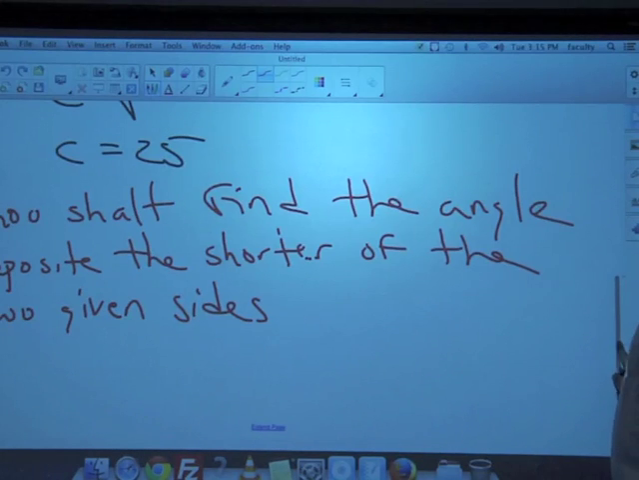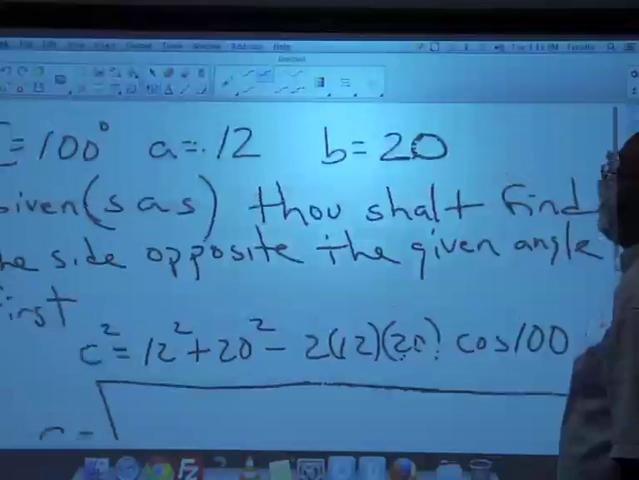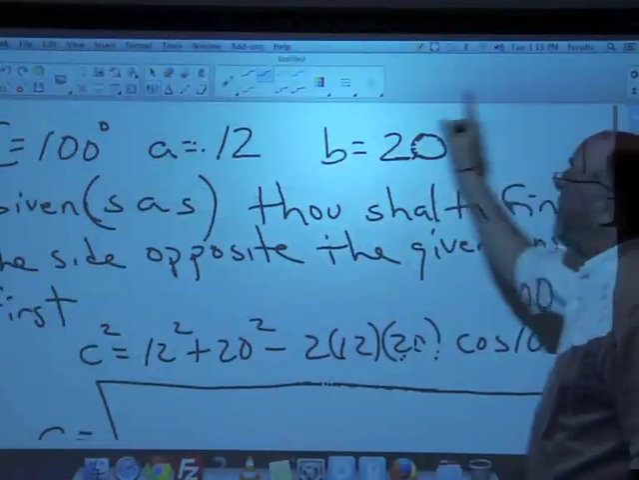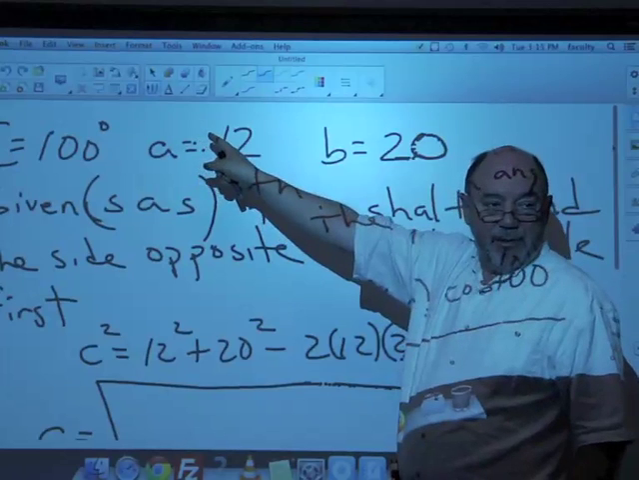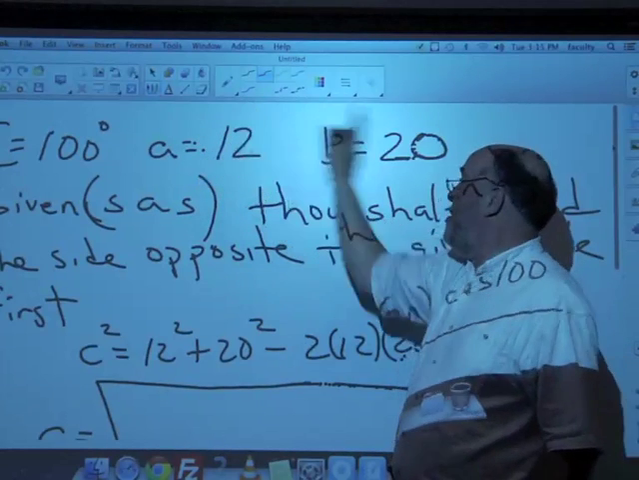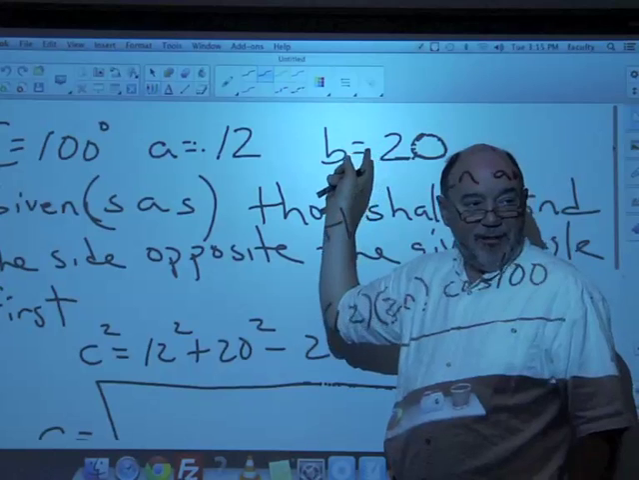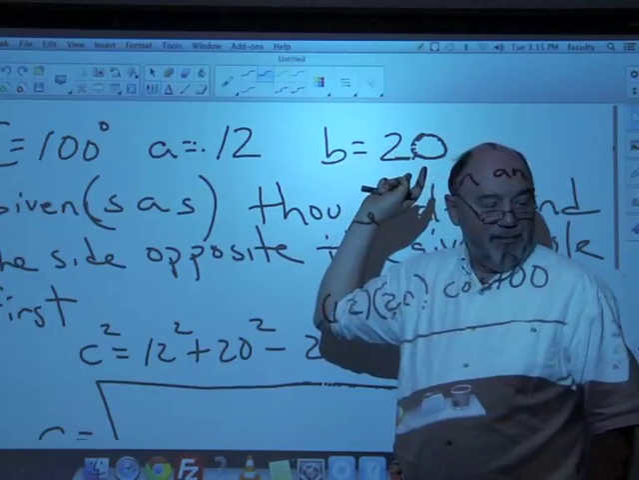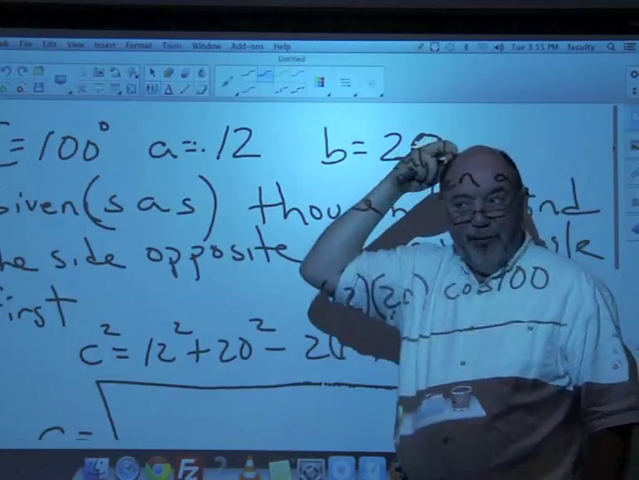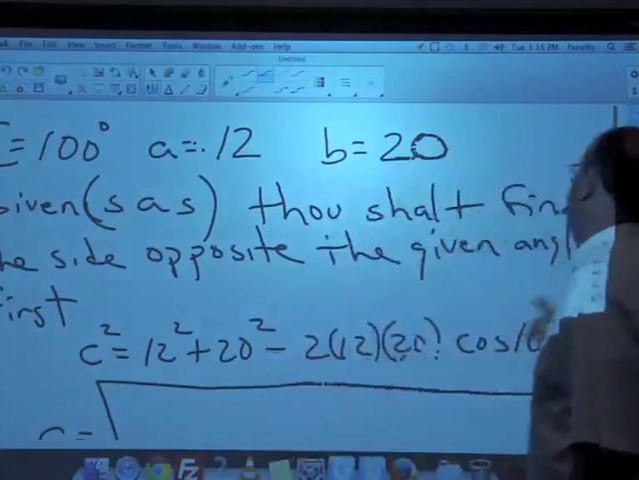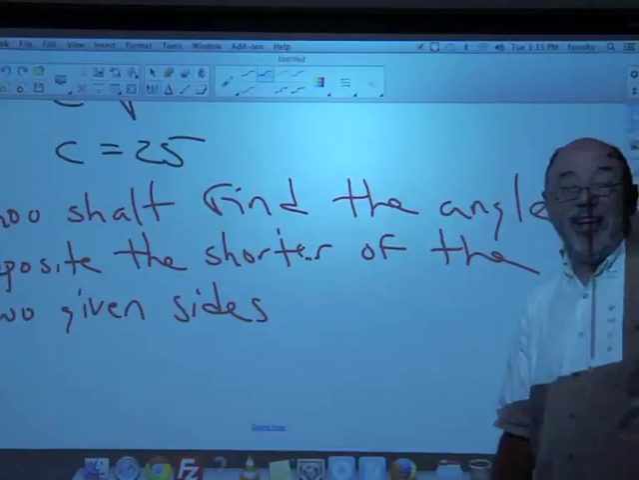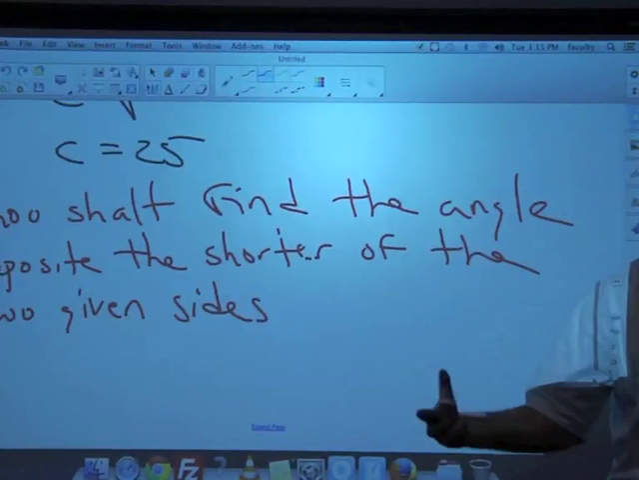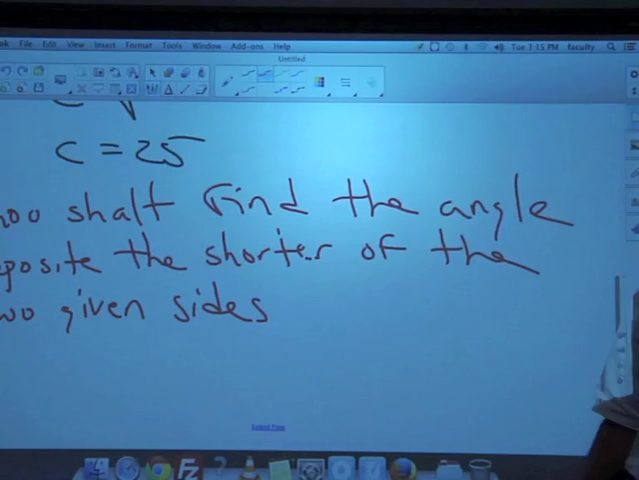So given my problem, we would go back and say, okay, that would mean I have to find angle A next. After all, 12 is smaller than 20, right? Therefore, we have to find angle A next. But now we do have an angle side pair, so we're back to using law of sines.